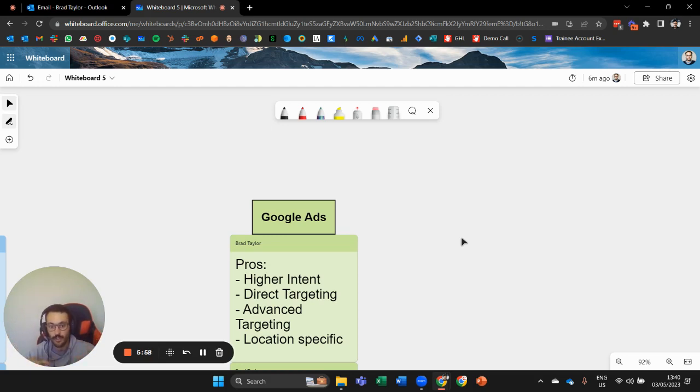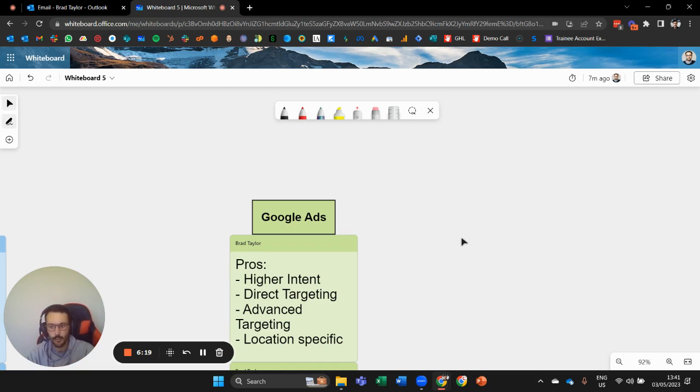So it's very high intent. Now, there are a few issues with that, which I'll get into later, but it is really cool because you can get that targeting. You can do direct targeting, again, find those people who are looking for that specific service, which is great. Further than that, you do have advanced targeting with Google, meaning you can find people, especially if you're targeting very specific, say, upper income brackets.